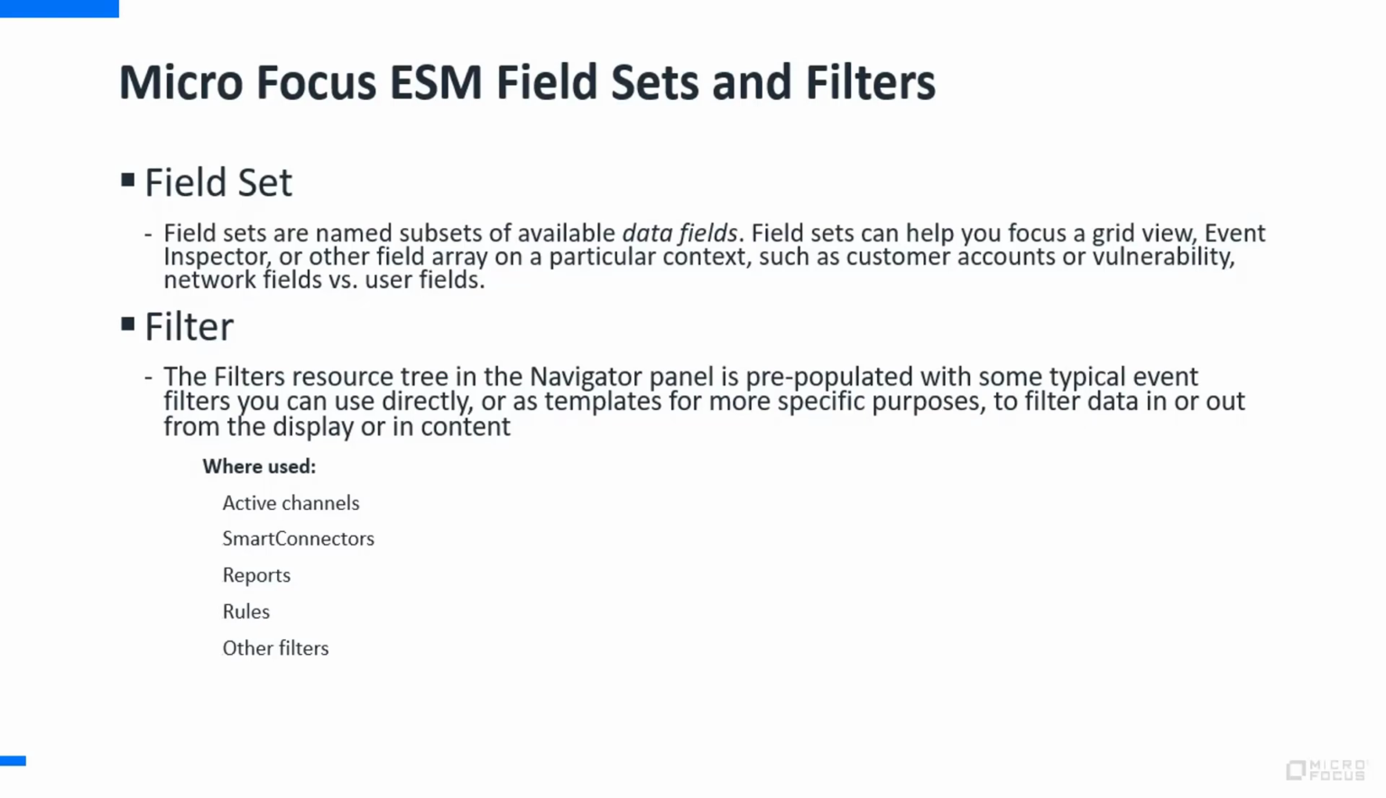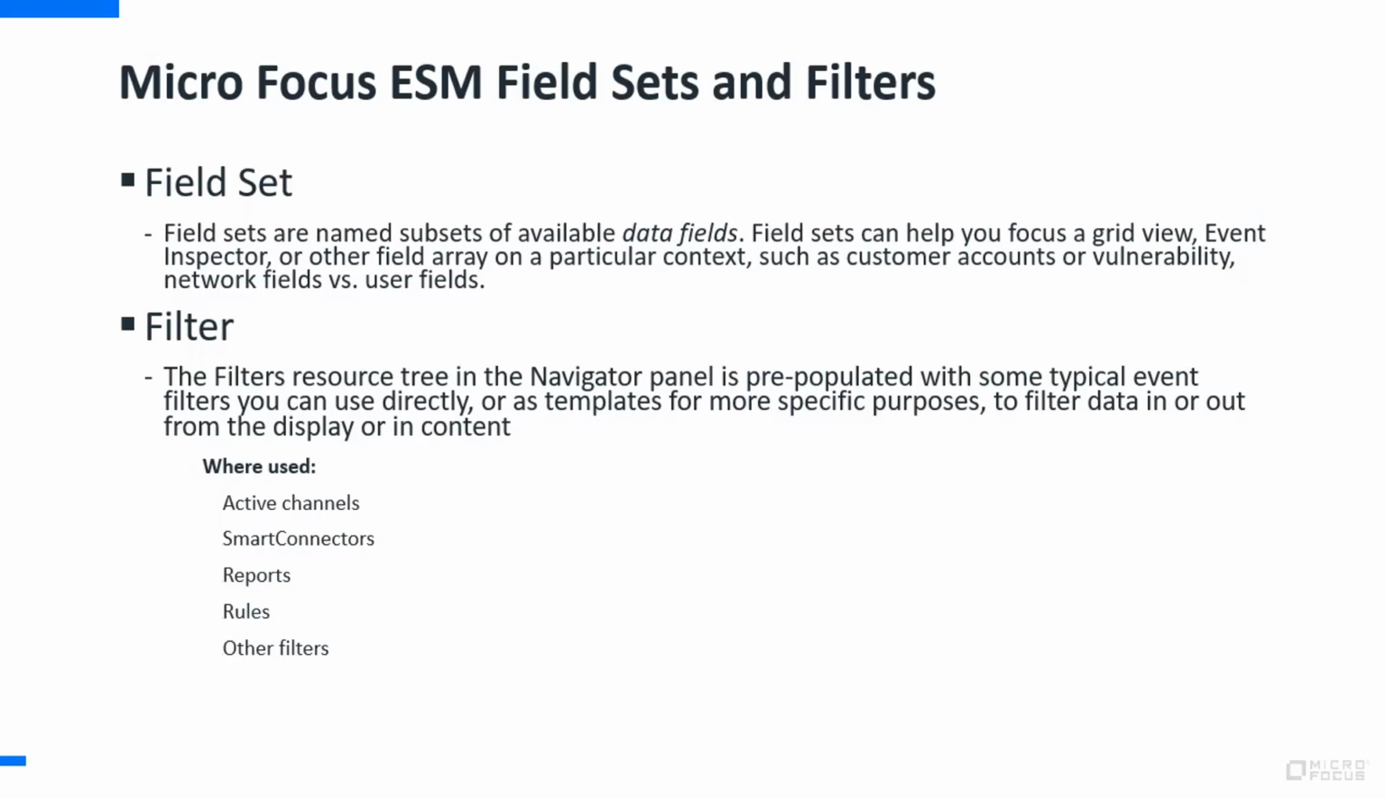Field sets are just named subsets of available data fields that are in ESM and in the ArcSight solution, for example, source and target and event name and event ID. So there's a lot of different places where these field sets can help you focus a grid view, an event inspector, an active channel, or some other set of data that's being returned. With a field set, you can pick and choose which fields you want to see and in which order you want to see those fields that are returned.